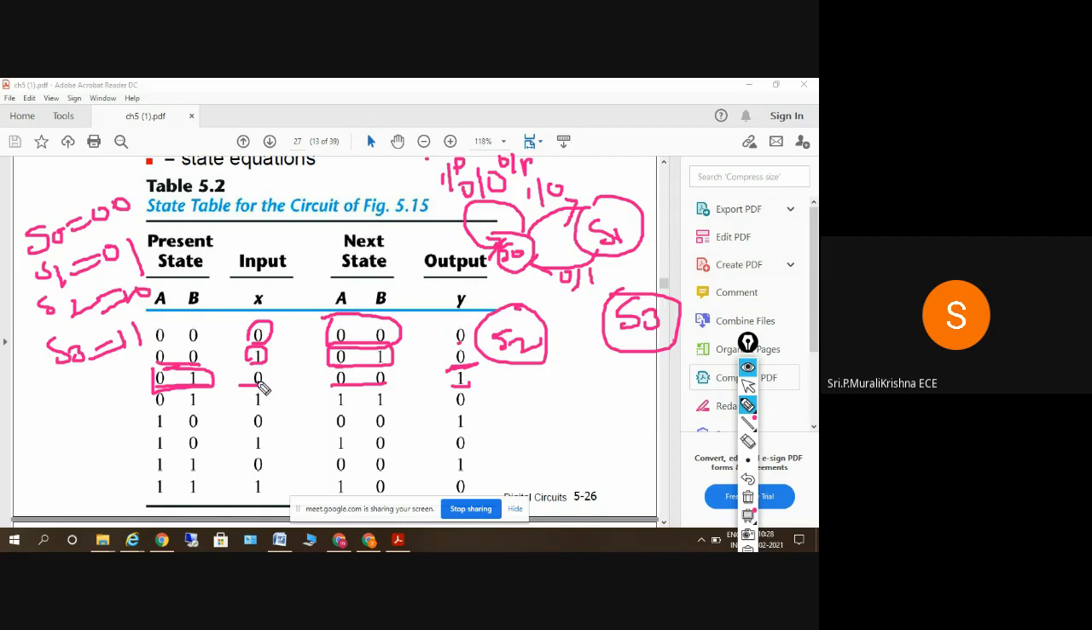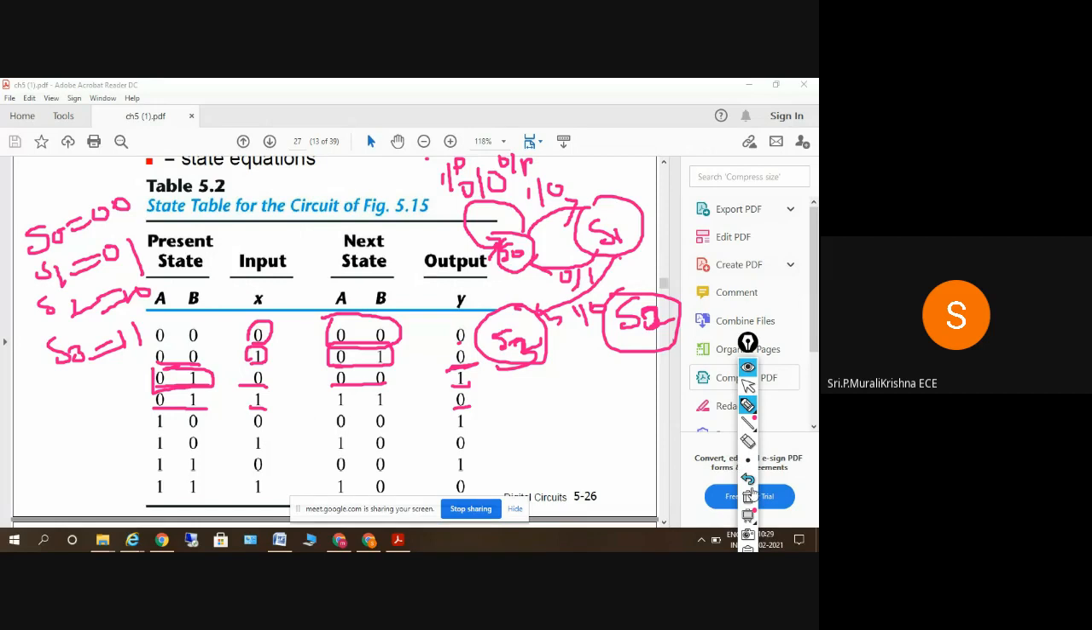And coming to the next one, it is also from S1. When input applied is 1, it will go to the state 1 1. 1 1 is nothing but S3. So what is the input applied here? Take S2 here and S3 here if possible. So S1 goes to S3 when input is equal to 1, and the output is equal to 0.